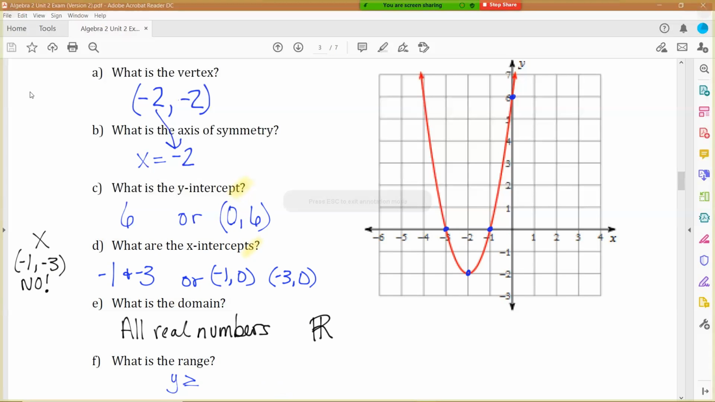And then remember earlier we used the x coordinate of our vertex? Now we're going to use the y. All the way down here. y is greater than or equal to -2. That's because the lowest y value possible on my graph is -2. So the vertex is the bottom point, the lowest point, and has a y value of -2, so that's going to be your range. Questions on this one? It is worth 6 points on your test.